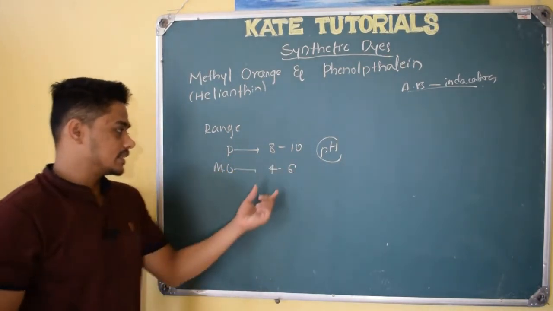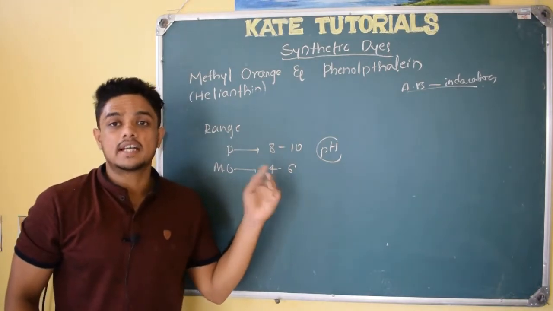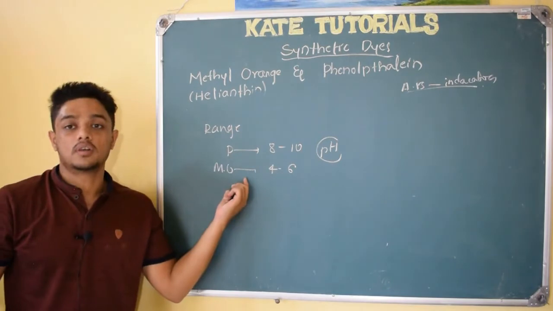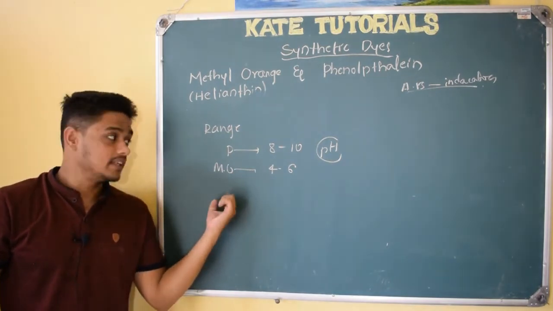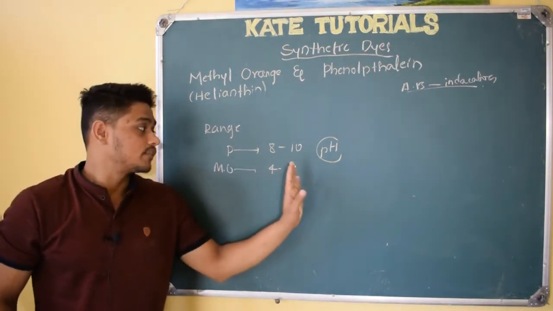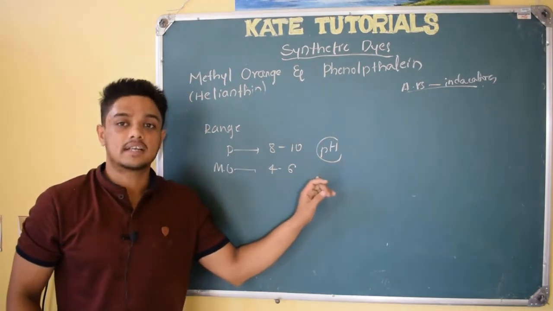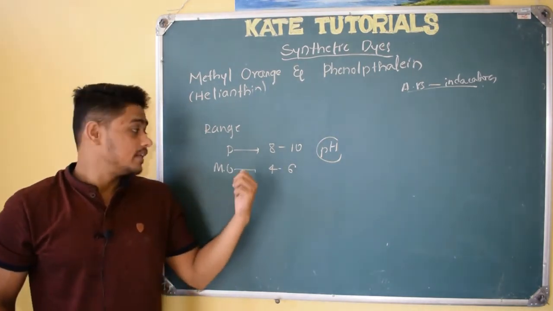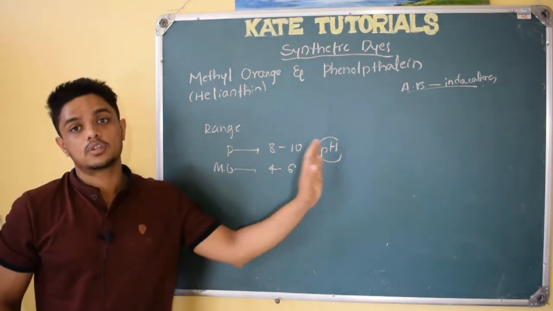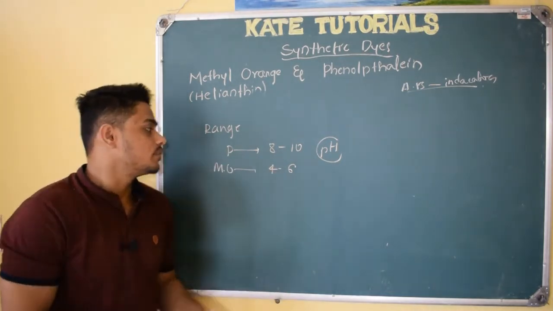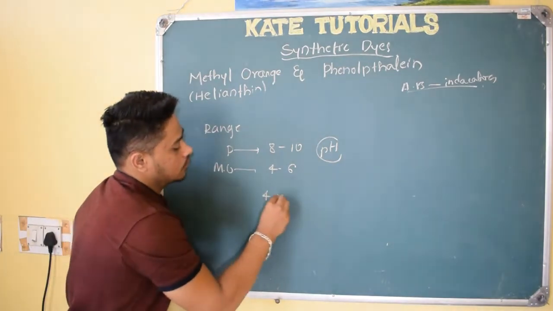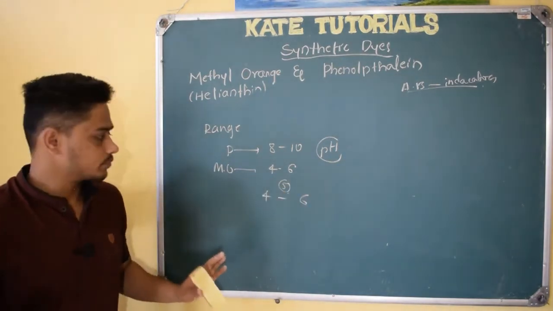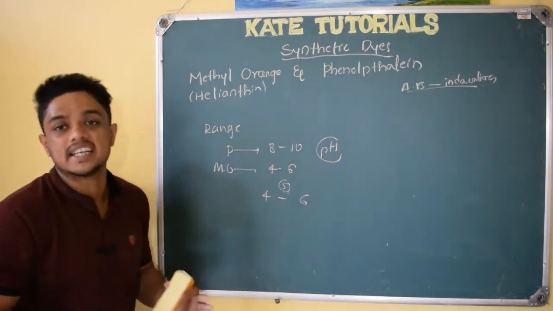Within this range, if a solution is there, it can't indicate. If the pH of the solution is less than 4, then it will think that it is acid, and it will show the red color. If the pH of the solution is more than 6, let us say 6.5, then it will assume that the solution is basic, and it will show that orange color, right? But within this 4 to 6, if the solution pH is 5, then it can't indicate. So that's the problem with this indicator.